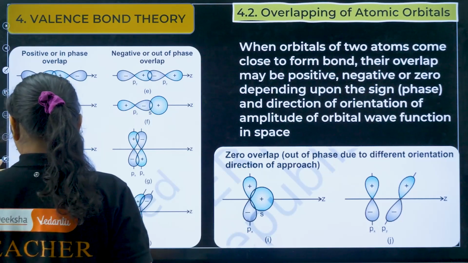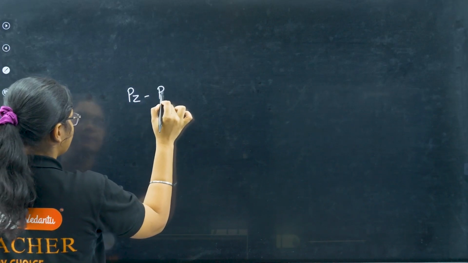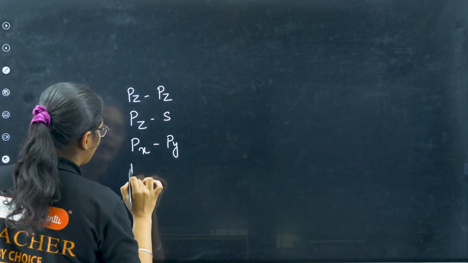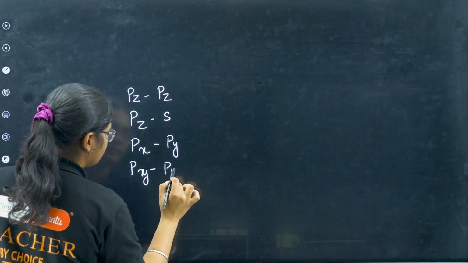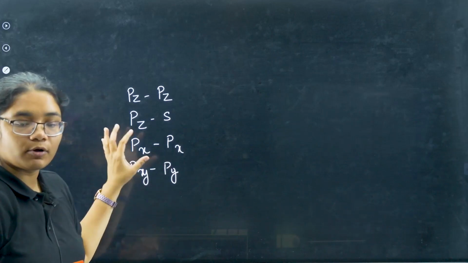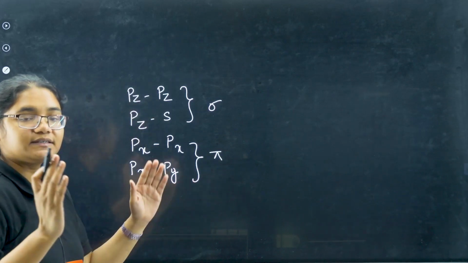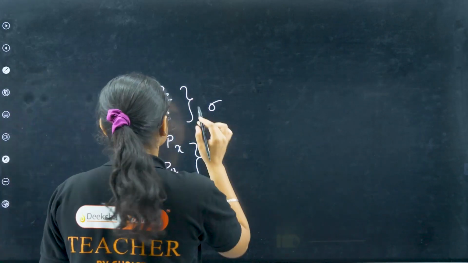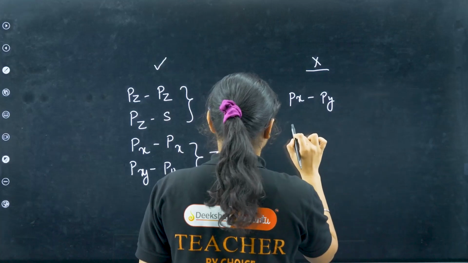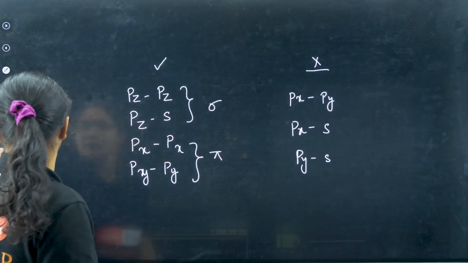So what overlappings are possible? I can have pz and pz, I can have pz and s, and I can have px and px, and py and py. These are possible overlaps. Remember, the first two overlaps will give you sigma bond, and px px and py py overlapping will give you pi bond, because it is sidewise overlapping, whereas this is head on overlapping. Which is not possible? px py overlapping is not possible, px s is not possible, py s is not possible. Note down this one.